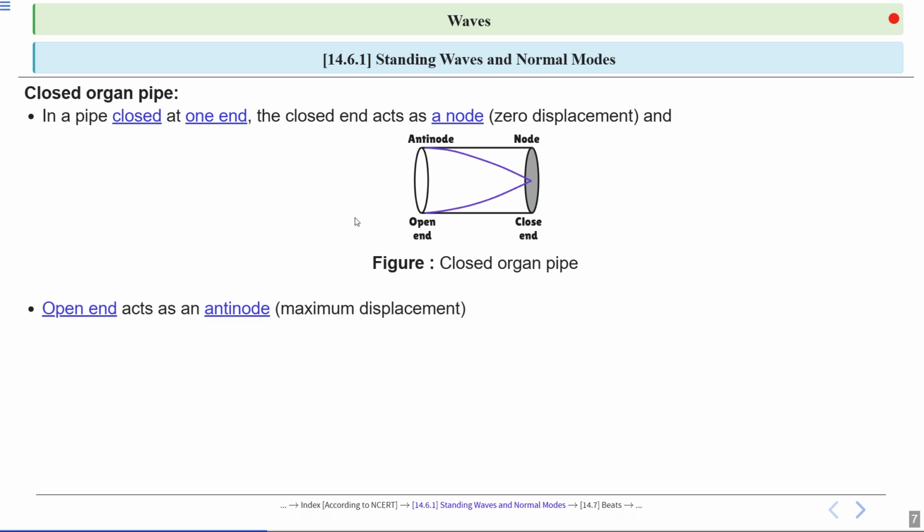In a wave, an open end acts as an antinode, which is a point of maximum displacement, as we have discussed above. In this setup, the closed end of the pipe is at position x equal to 0. Open end is x equal to L.